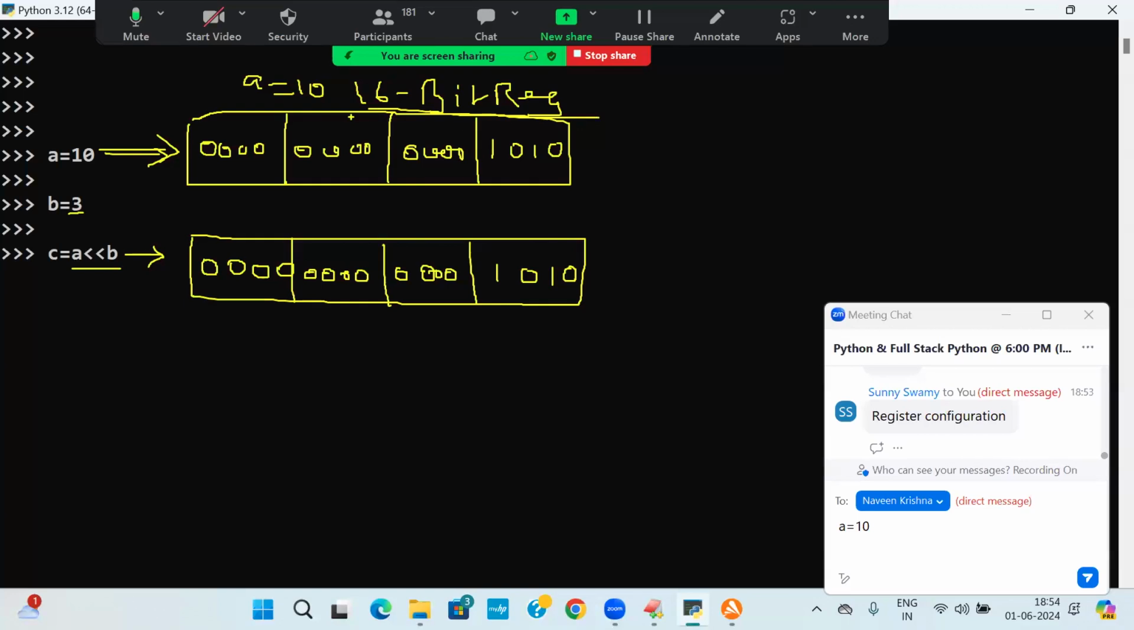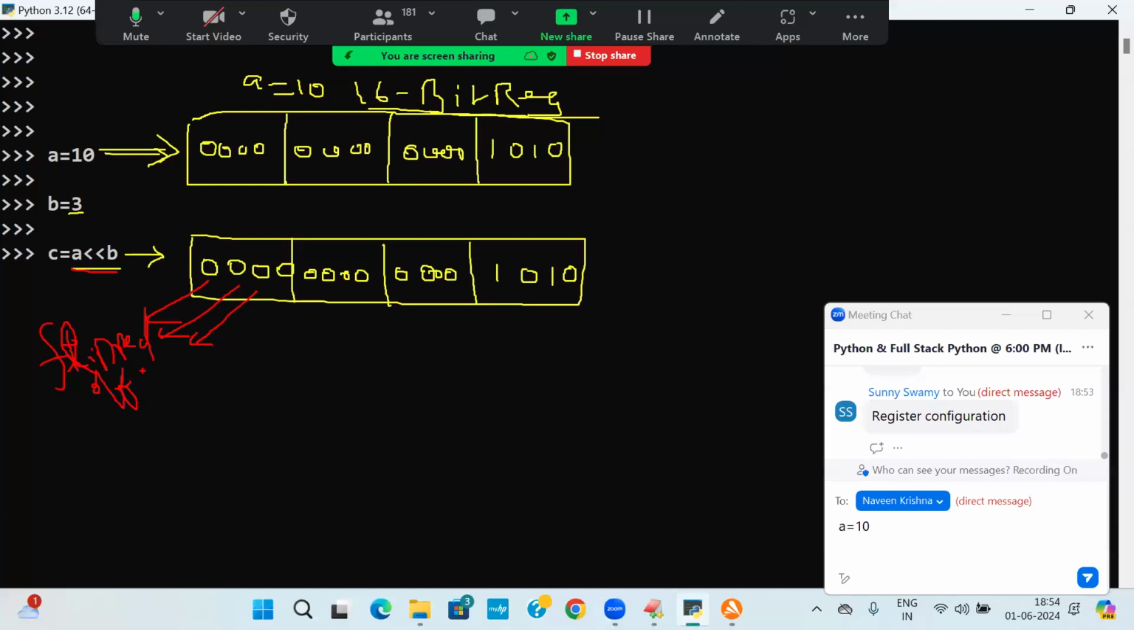So when I say this 16 bit, what this says is, when I say A double less than B, that is a 3, the last 3 bits will be flipped off. The last 3 bits will be flipped off. Flipped off means what? Removed. When they are removed, what will happen?